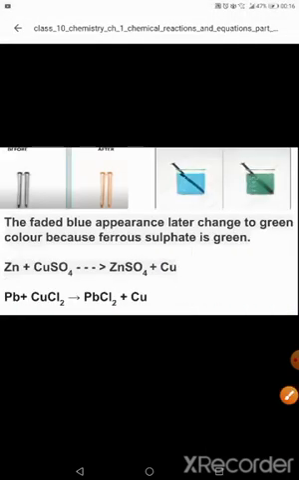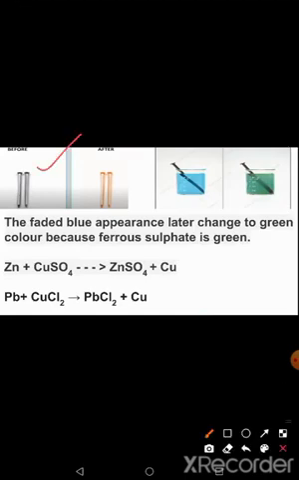So this is the color of the nail before the reaction, and after it was dipped into copper sulfate solution, it has turned brown. The color of the copper sulfate solution was blue, and after some time it has turned green. The green color of the solution is because it has turned into ferrous sulfate. Ferrous sulfate is green in color, that is your iron sulfate.